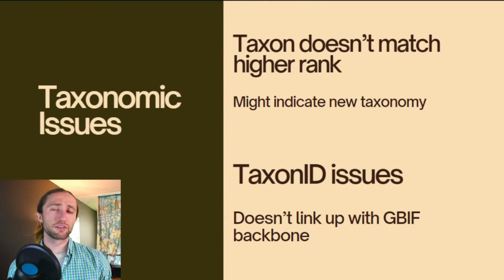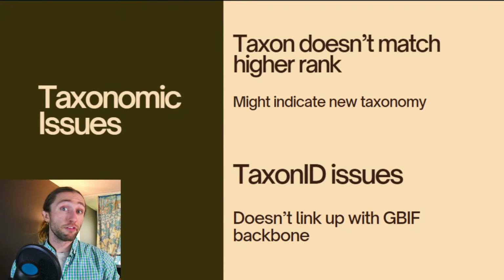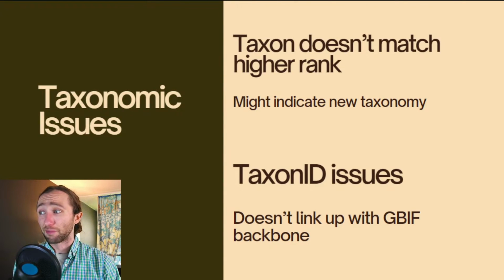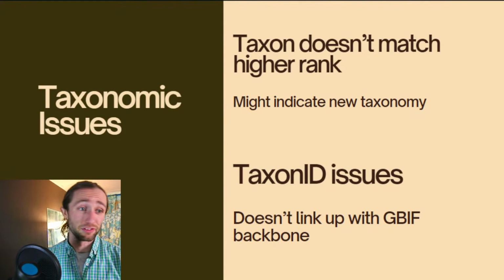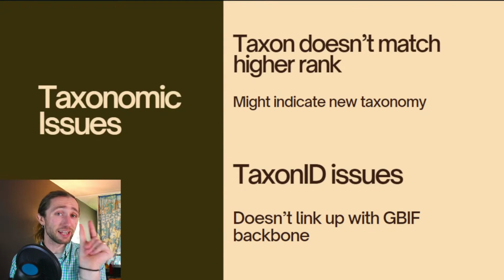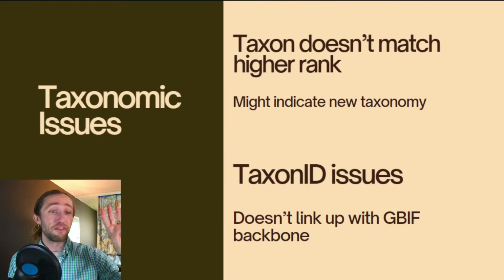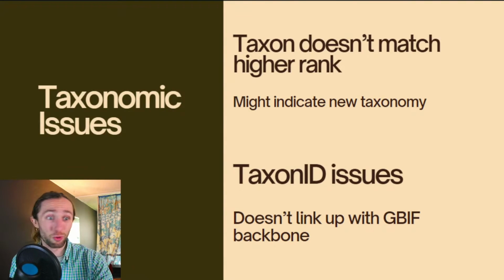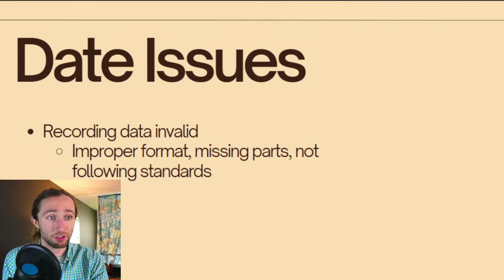Another one is the taxon ID issues. GBIF has one of the most robust taxonomy backbones. I think really anywhere for taxonomy, GBIF is one of my favorite places to go to. The taxon ID is the unique identifier for every single taxonomy. If it doesn't line up with the GBIF backbone, that's saying we don't know where this record is supposed to belong. Again, it could just be a minor error, something that you may not need to worry about.